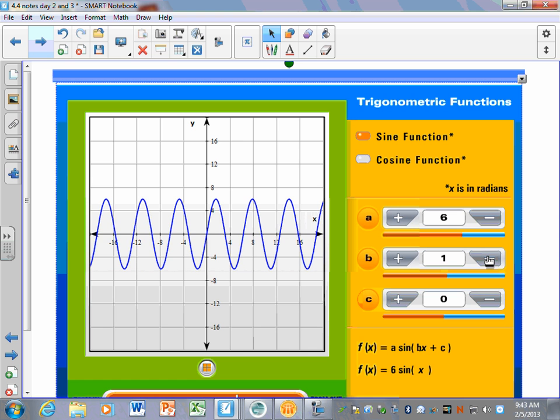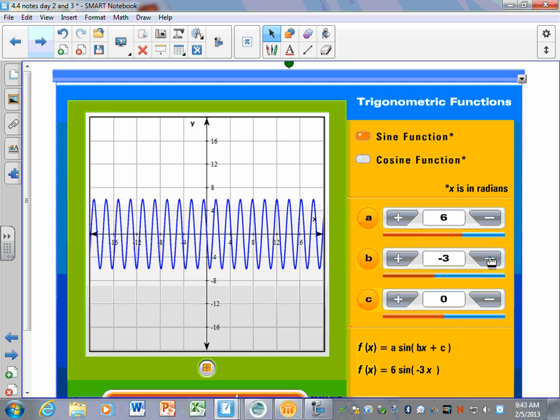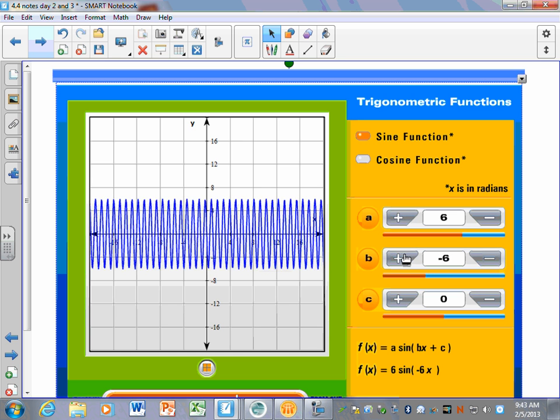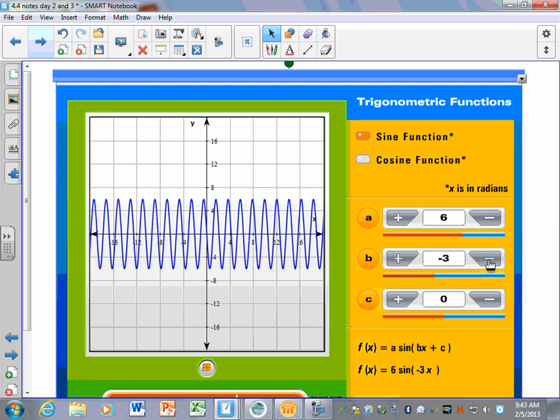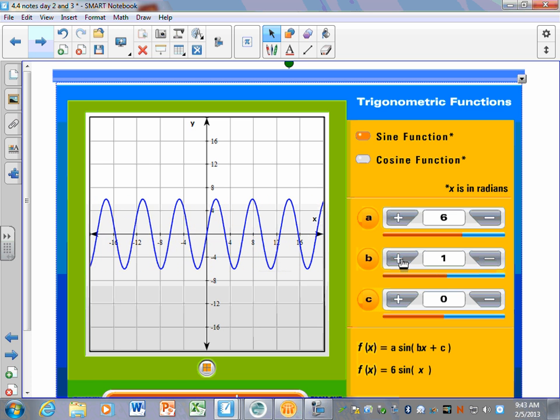Again, they don't give me fractions on this, but negative is going to do the exact same thing, just make it go the other way. So let's change that back to 1. Oh my gosh, I'm going the wrong way. That's a normal period.